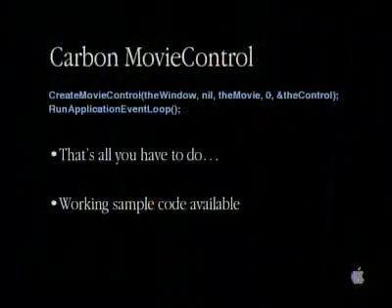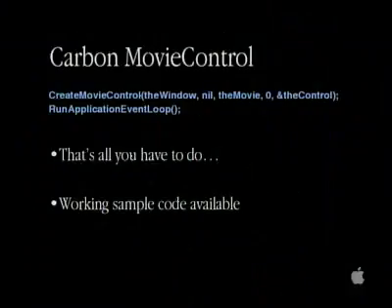Here's what you do. Assuming you've created a window and you've done NewMovieFromDataRef, and you've got a movie, you call CreateMovieControl. Pass it the window you want to put it in, pass it the movie you want it to control, and it hands you back a Carbon control. You run your application event loop, and that's it. There's nothing further in your app you need to do unless, of course, you want to customize the behavior. We have working sample code.